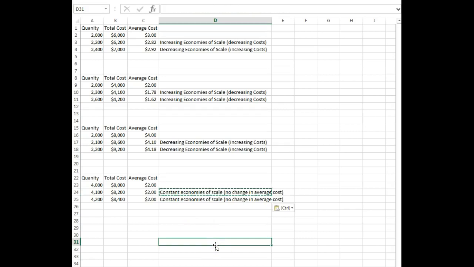Alright, so this is a review of the practice problems using Excel. I'll be posting this Excel sheet so you can work through these questions and use these sheets as an aid.